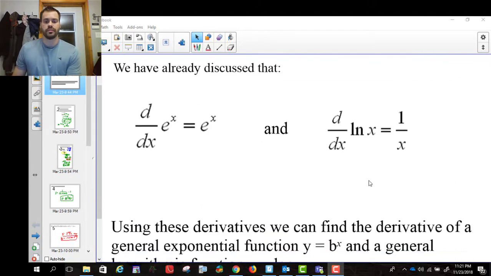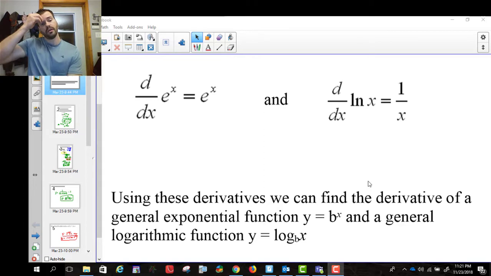And we're going to use the derivatives of e to the x and ln x to find the derivatives of b to the x, that is some base that's not e, so 2 or 3 or 5 or whatever, and the general logarithmic function, which is log base something other than e. So the general logarithm that we use fairly regularly is log base 10, but you could use log base 3 or 4 or 5, whatever. So we want to know how we're going to find those derivatives, and we're going to find them by basically switching them into these kind of derivatives.